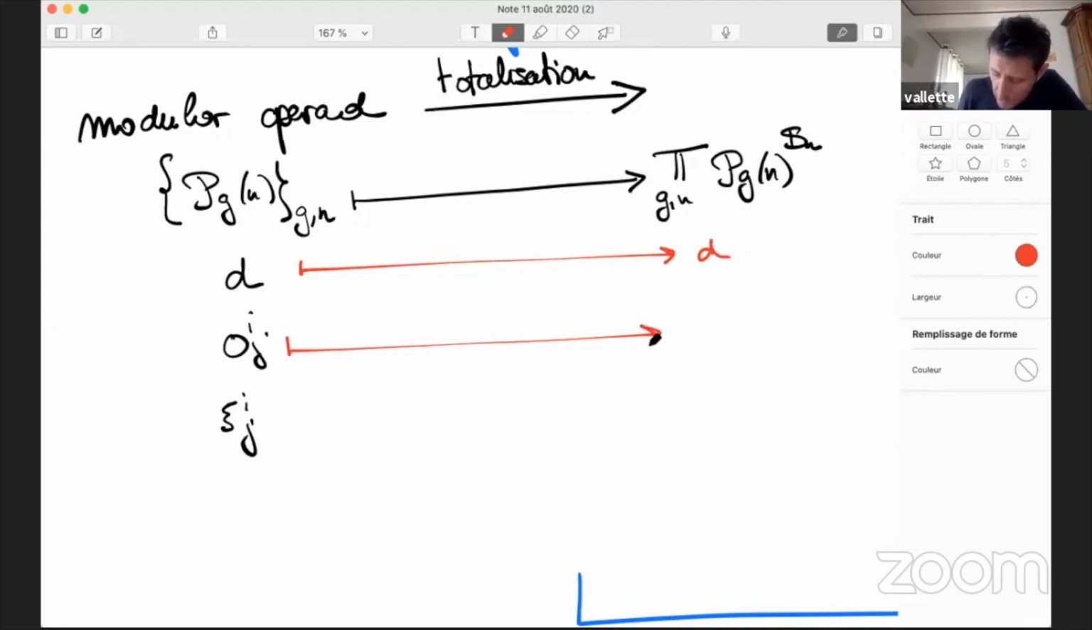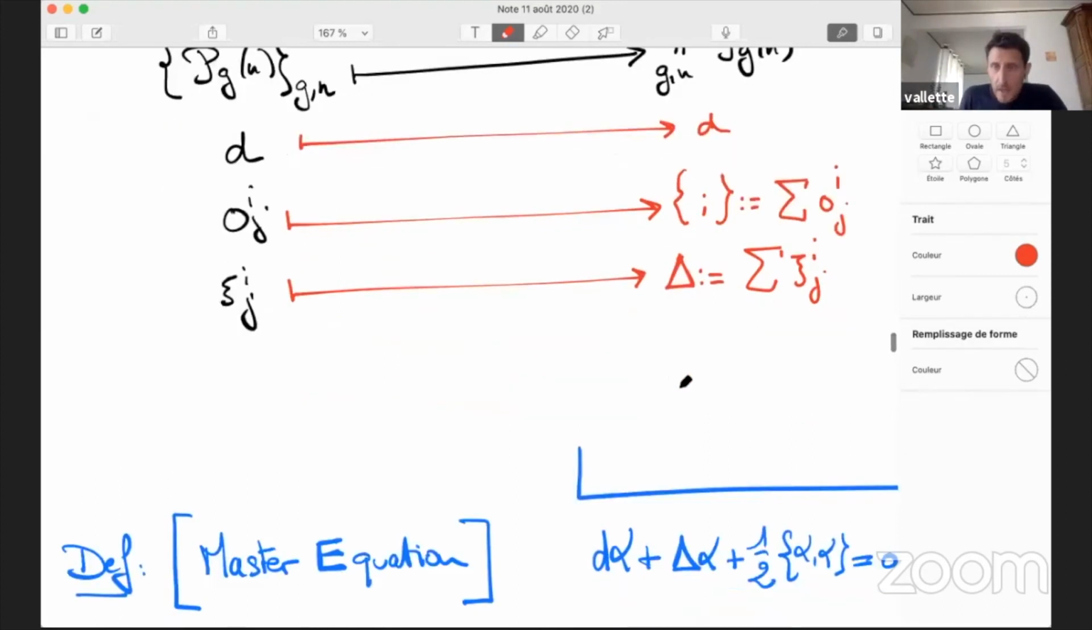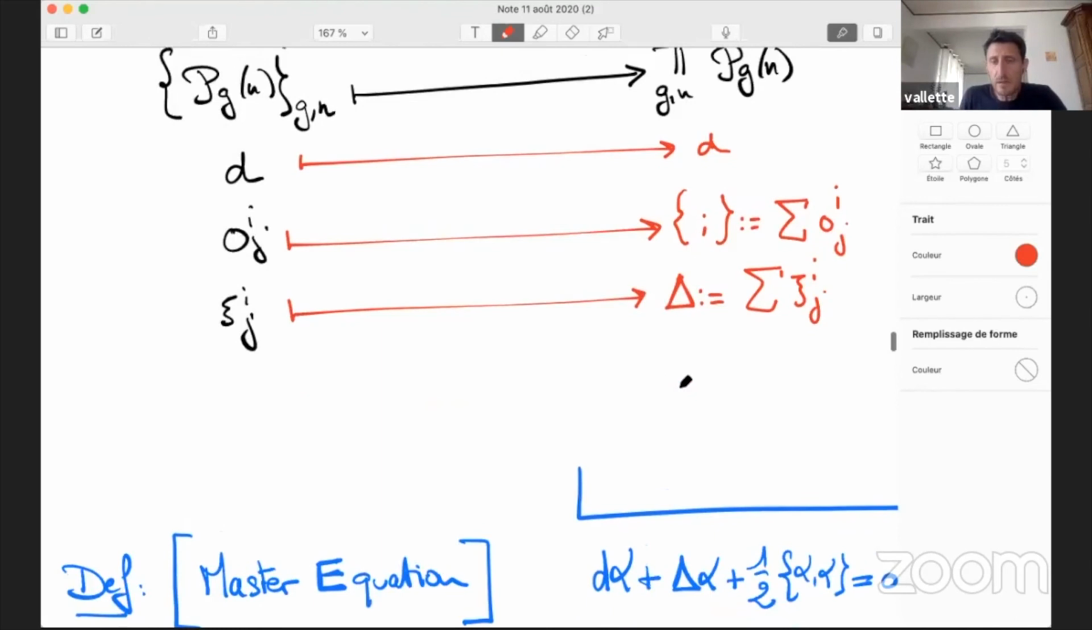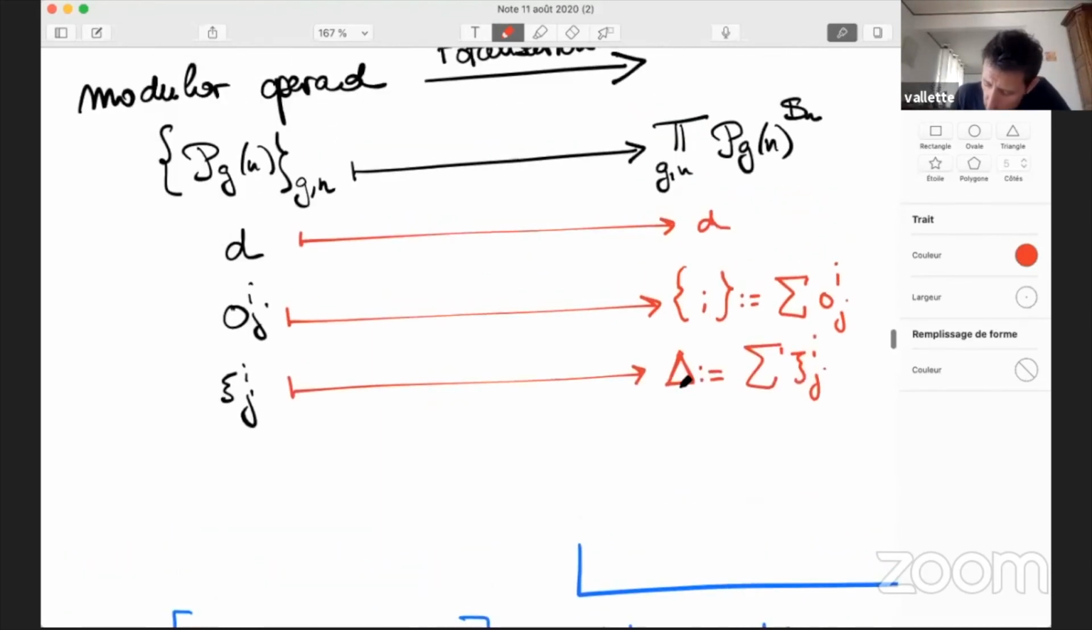You take the sum over all the circles I, and you get a bracket. And now you take the sum over all ij of psi ij, and you get a product, an operator delta, which is a unary operator delta. Now, equipped with this, you can look at this Maurer-Cartan equation. So now you look at the relations of that.